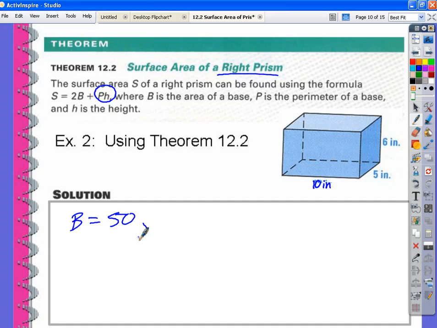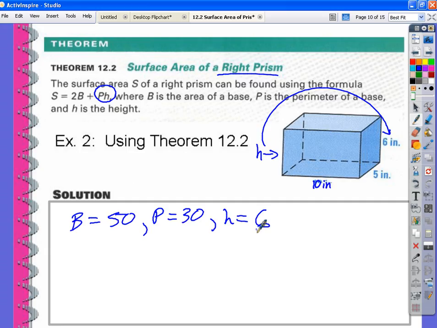And what's the height? What's the vertical distance between the 2 bases? Which one of those numbers up there is the height? 6. Sure, that's the height, isn't it? So 6. And all I've got to do is plug that stuff in. 2 times the base would be 100, right? Plus the perimeter, 30, times the height, 180. So 100 plus 180 ought to give us 280, right? 280. What do you know?